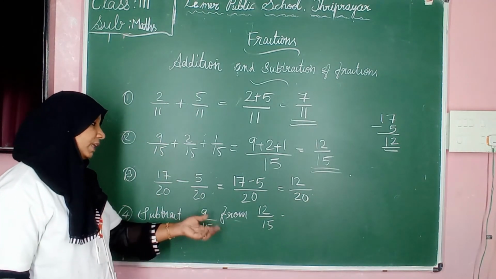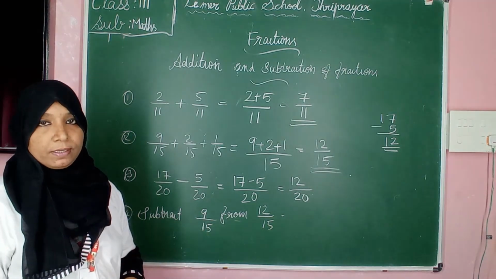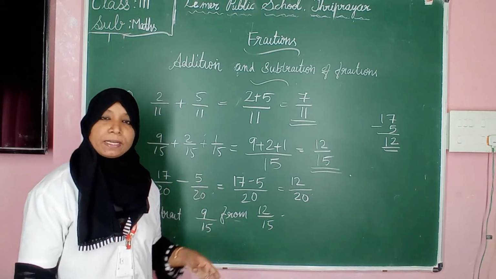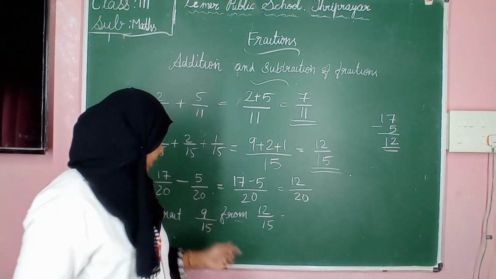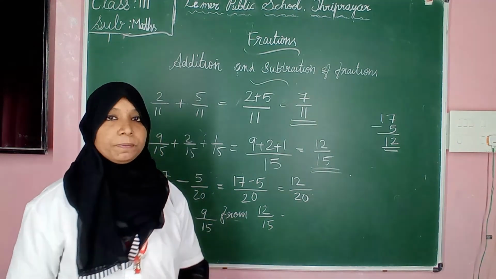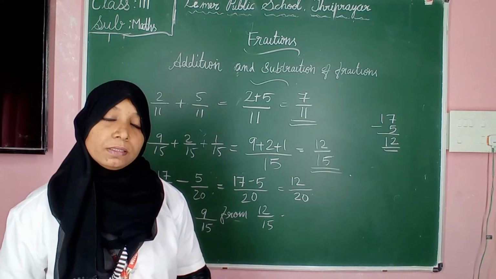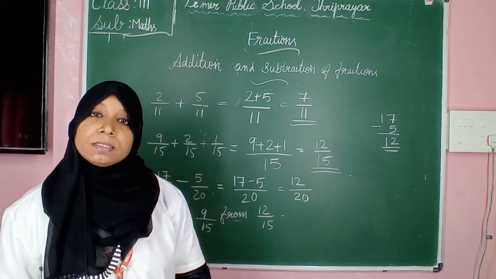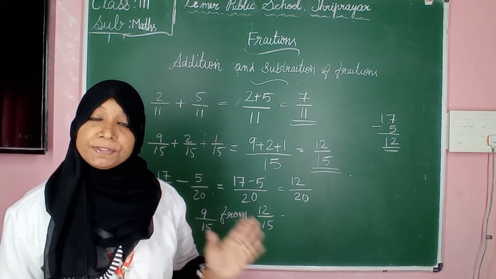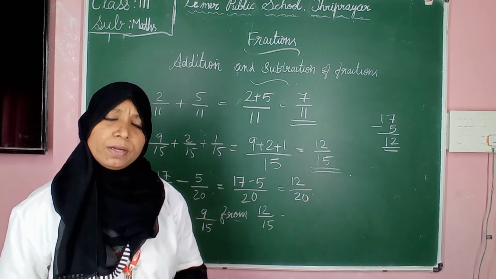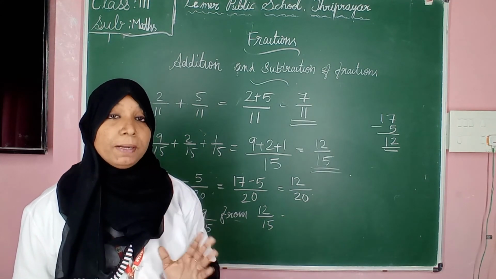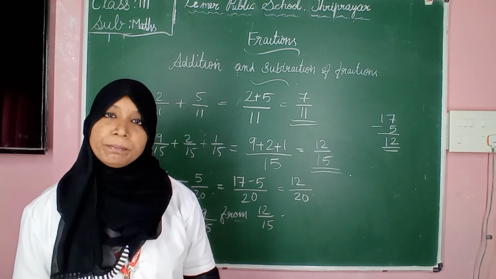The last question. Subtract 9 by 15 from 12 by 15. In this question, which fraction do we have to write first? 9 by 15 or 12 by 15? Still some have doubt about this question. Children, in subtraction, the number that comes after "from", whether fraction, whole number, anything, that is the first number.